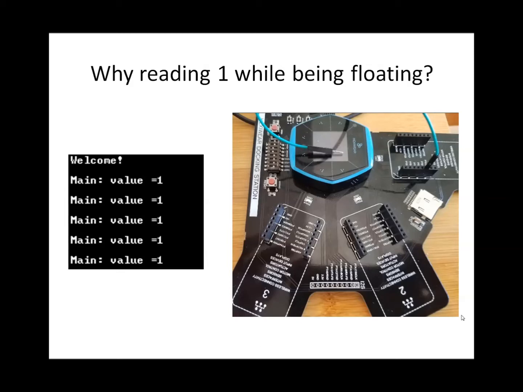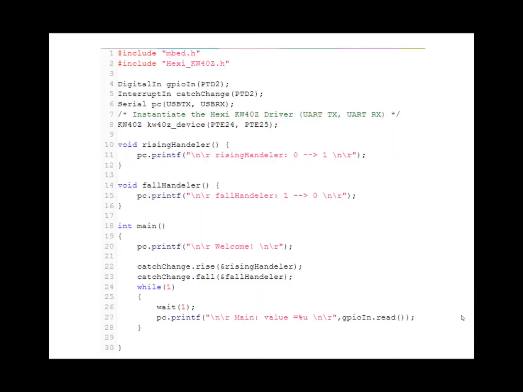Grounded? It's 1. 1 means high voltage, 5, 3, whatever the hardware is. So why is it reading 1, given that in the picture it's floating? Any idea? Which slide? This one? I didn't do anything. I just read. GPIO read. I'm just reading the value.